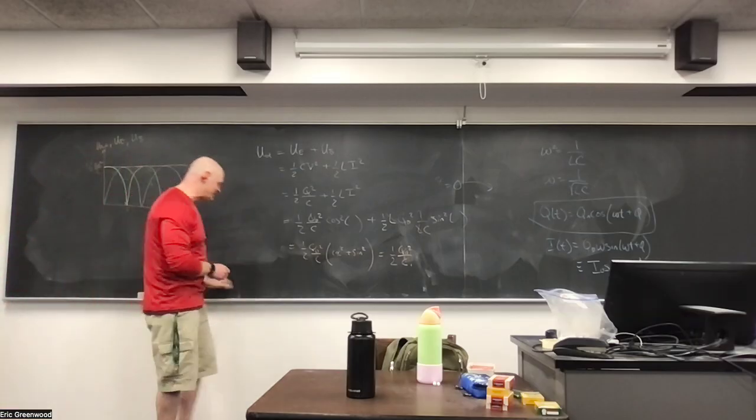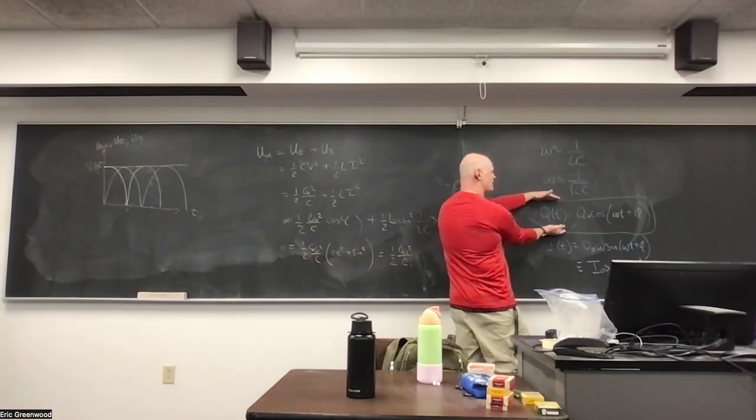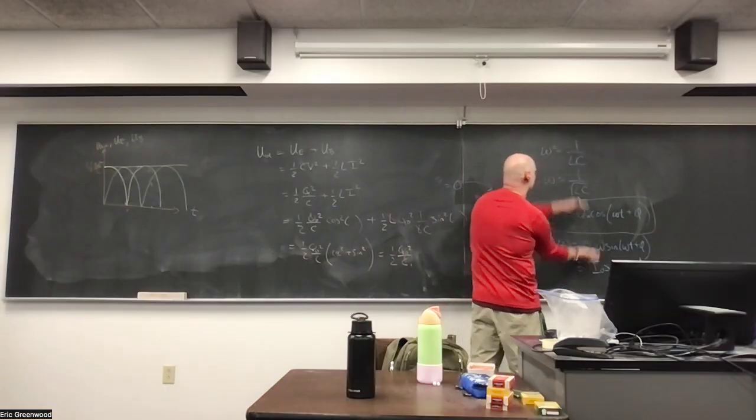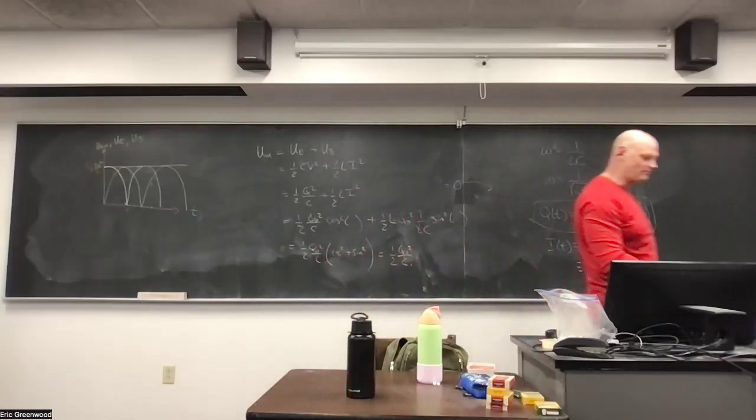So this is our LC circuit. Our LC circuit is nothing more than a harmonic oscillator, where this is my charge as a function of time, my current as a function of time, and this is my angular frequency. So let's use this. Let's do a problem.